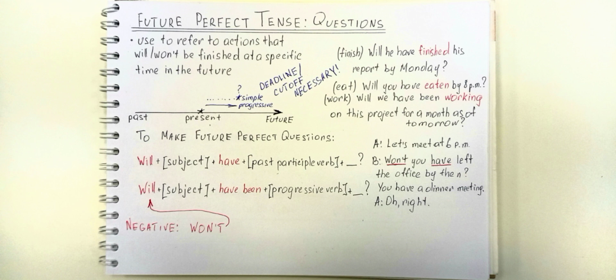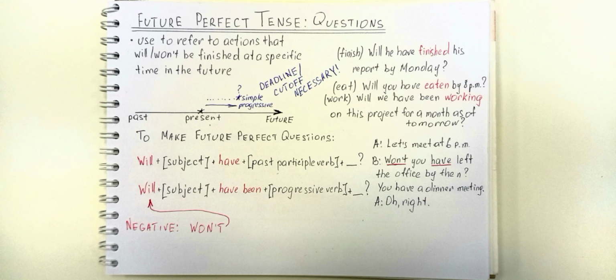By 8 p.m. So the verb I want to use here is eat. Again, we have will, you have. There is no being here. So that's a good hint that we should use the past participle form of the verb eat. So the past participle form of eat is eaten. Will you have eaten by 8 p.m.? So perhaps this is a dinner invitation. For example, will you have eaten by 8 p.m.?